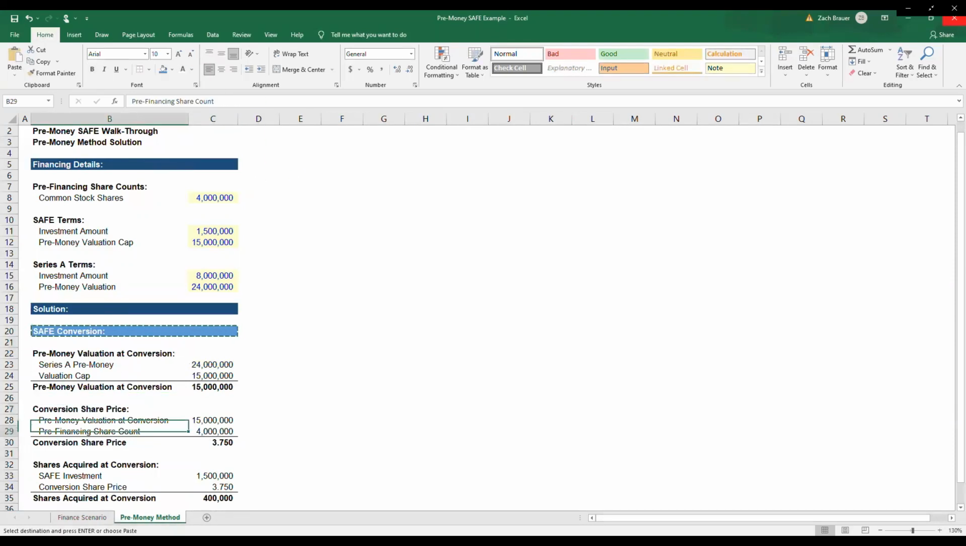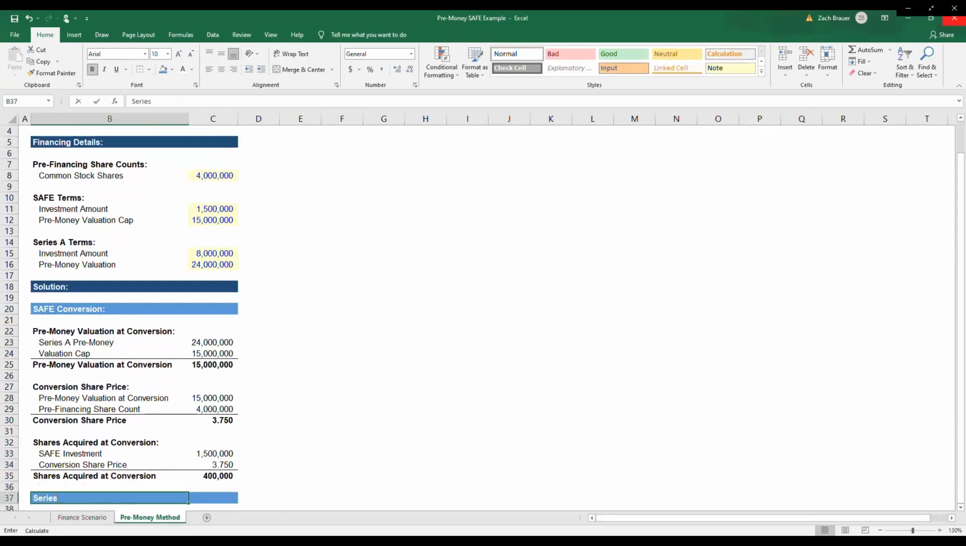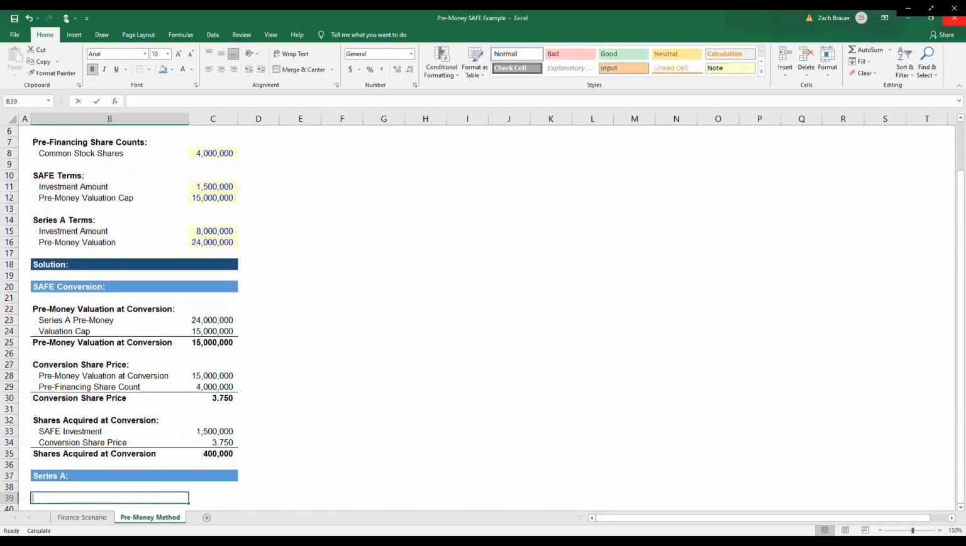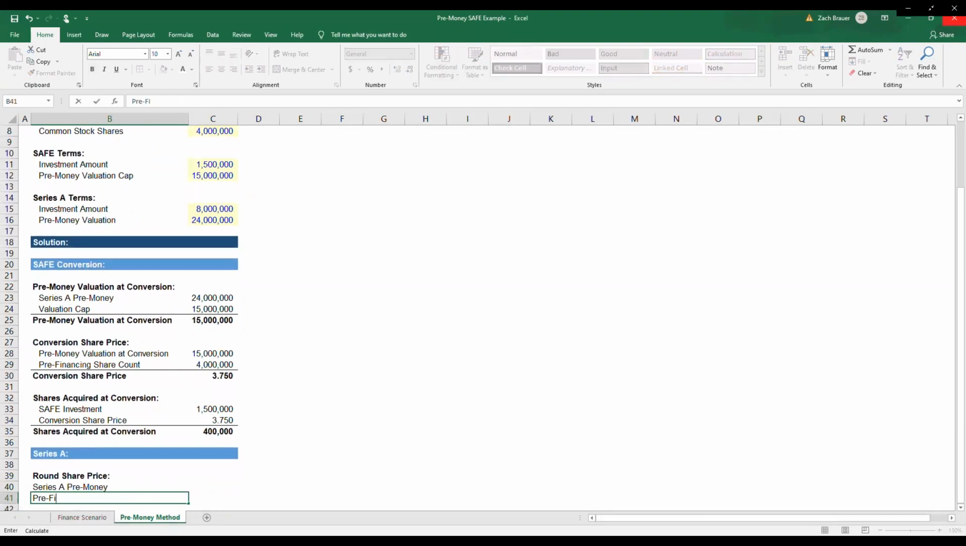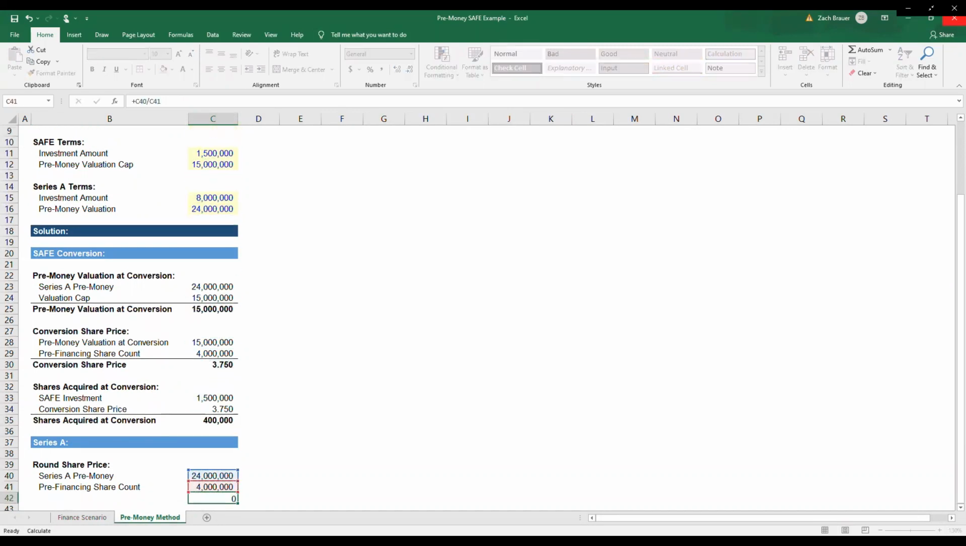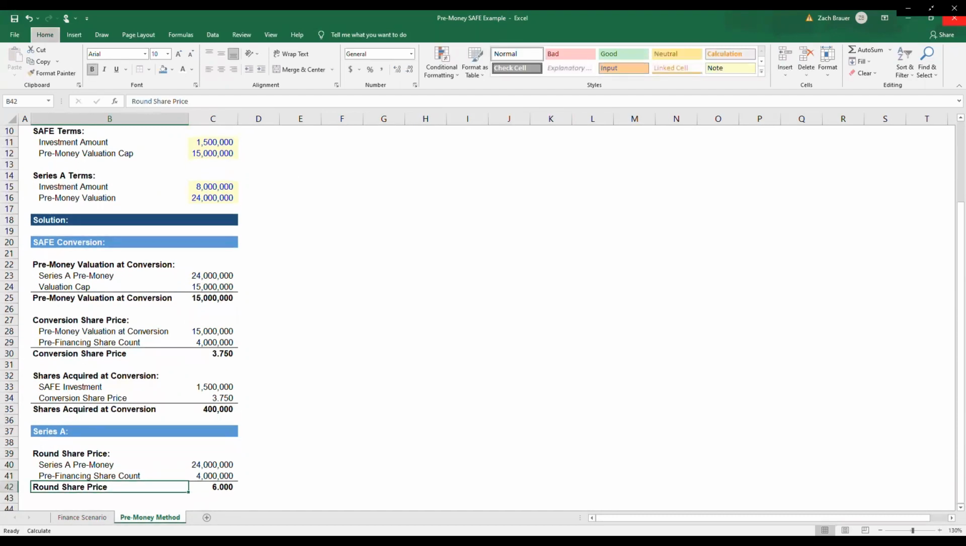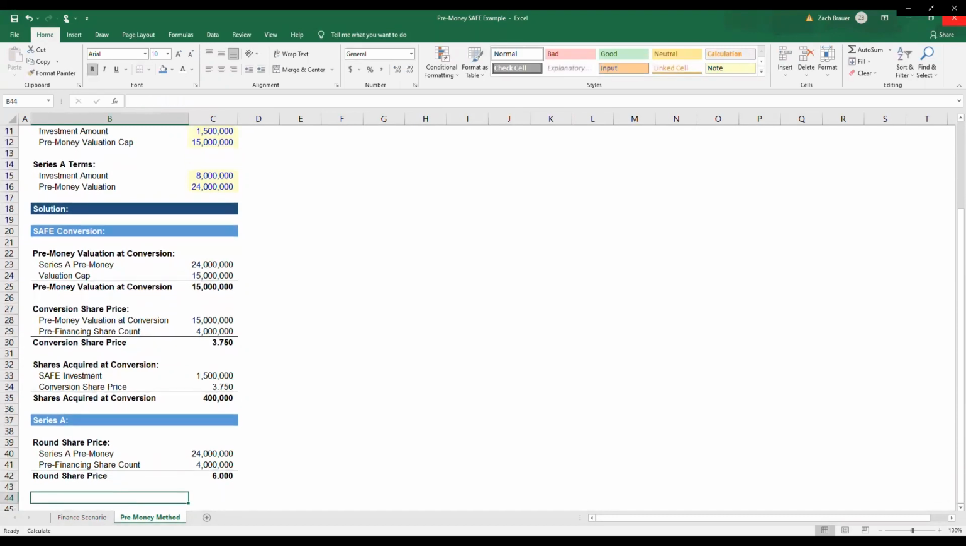Now that that is done, I'm going to go to my Series A calculations and show how many shares those investors acquire. To calculate the round share price, I take the Series A pre-money divided by the pre-financing share count. Again, with a safe under the pre-money method, I am saying the safe converts alongside the Series A, and as a result, the shares acquired by the safe investors at conversion do not influence the Series A share price. They are not included in the denominator. So the round share price under the above parameters would be $6 a share.